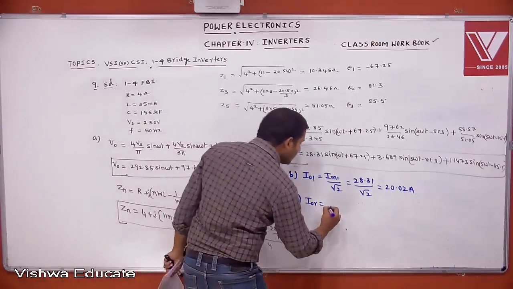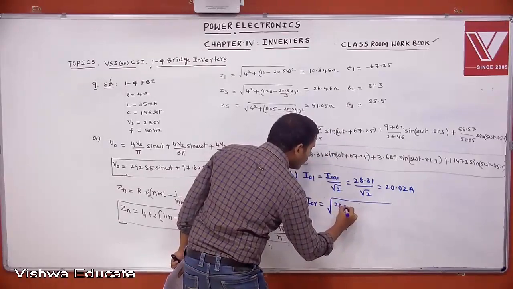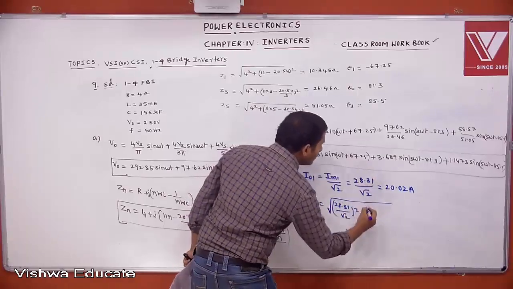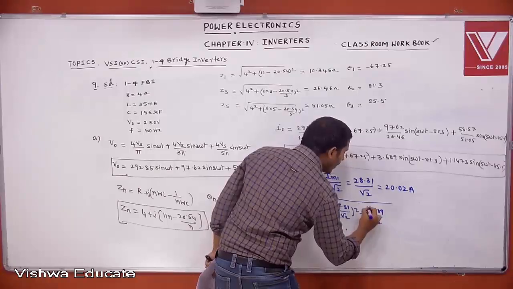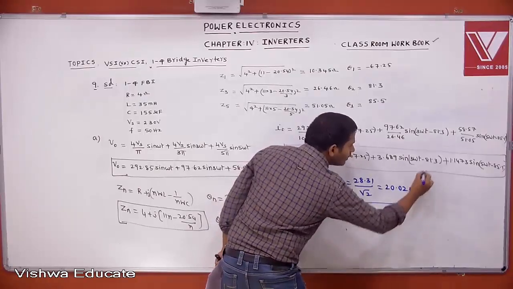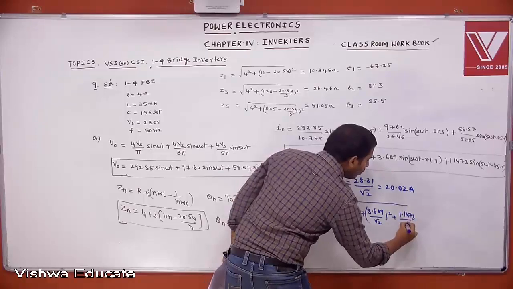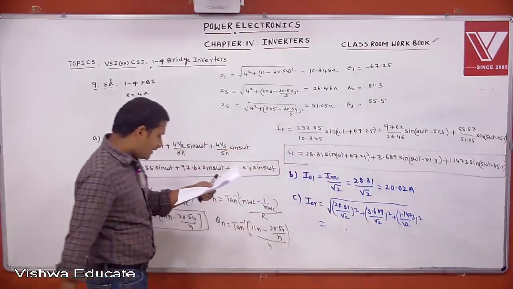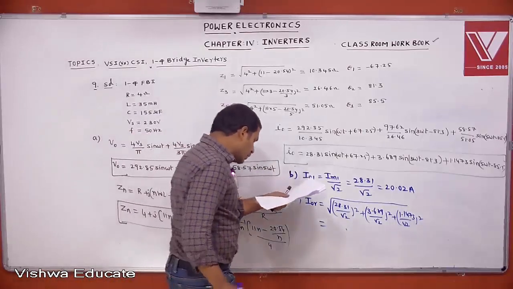For this type of current waveform, how to calculate RMS load current? That you know: 28.31 by root 2 whole square plus 3.689 by root 2 whole square plus 1.1473 by root 2 whole square. This is the RMS load current. By simplifying this, we can get the RMS load current equal to 20.207 amperes.